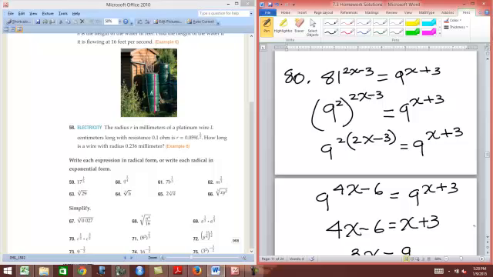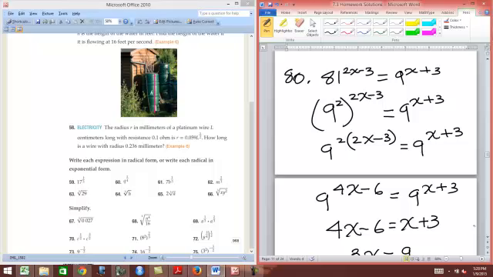Problem 81. Okay, now we're going to solve equations again. 81 to the 2x minus 3 equals 9 to the x plus 3. 81 obviously is 9 squared. So now we have the same base on both sides. 9 squared to the 2x minus 3 equals 9 to the x plus 3. Distribute. 9 raised to the power of 2 times 2x minus 3 equals 9 to the x plus 3. 9 to the 4x minus 6 equals 9 to the x plus 3.